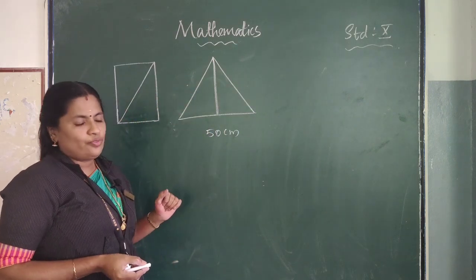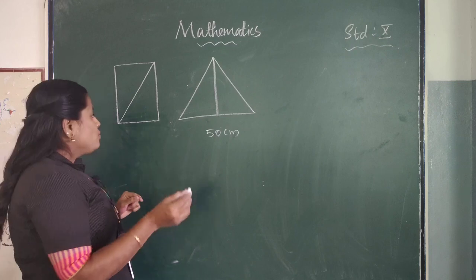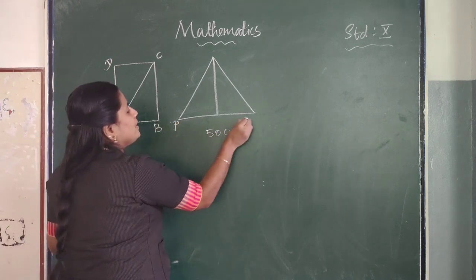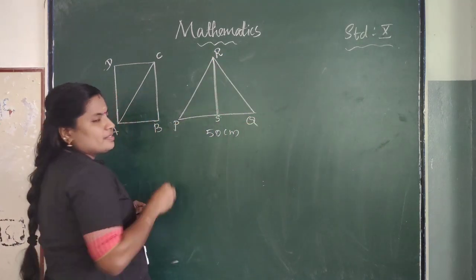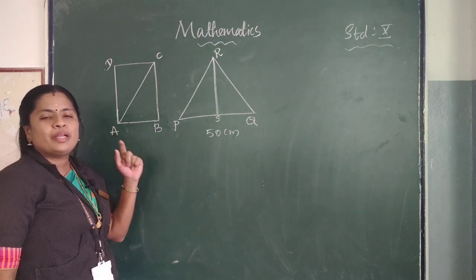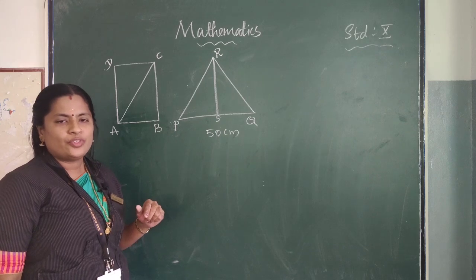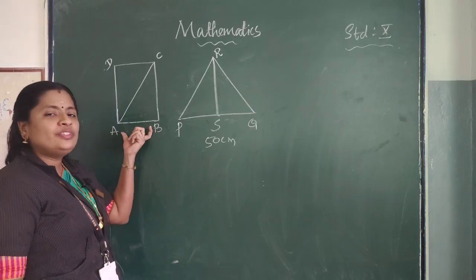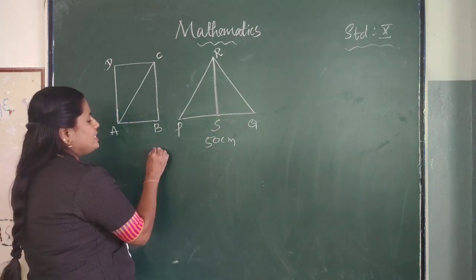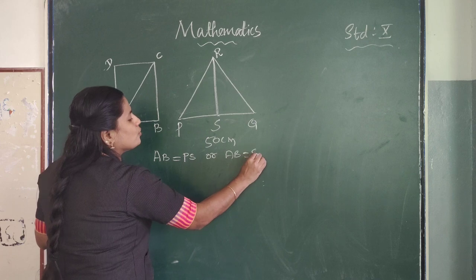Okay, then here we have to find out the length and breadth of the rectangle. So we can name this figure A, B, C, D, F, E, Q, R, S. Okay, so BC is the length of the rectangle and AB is the breadth of the rectangle. Here we have to find out length and breadth of the rectangle. Okay, so here the breadth of the rectangle is half the side of an equilateral triangle. So we can write AB equal to BS or AB equal to SQ.